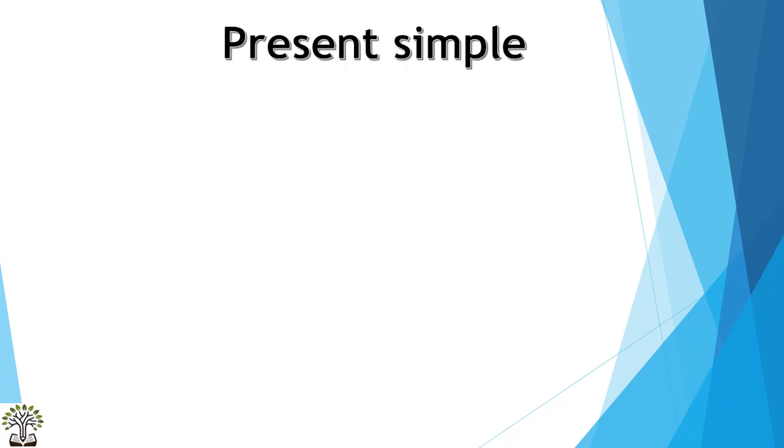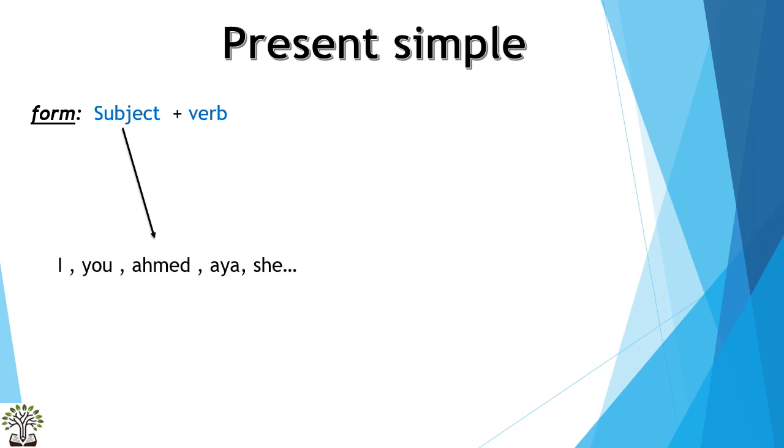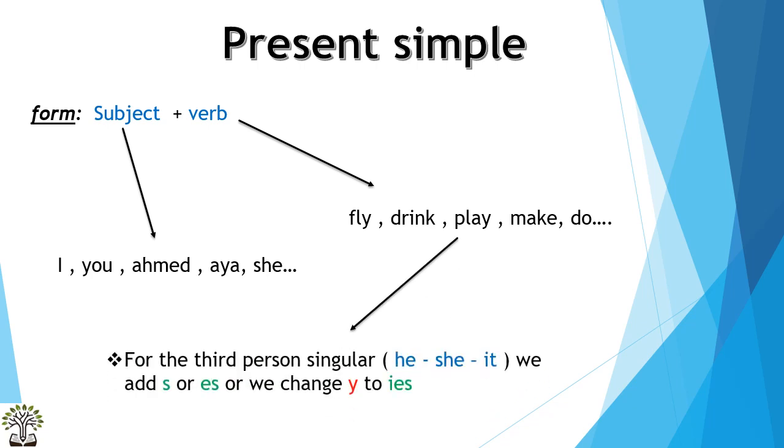As I told you, today's lesson is about the present simple. The first thing we should know is the form. What is the form of the present simple? It is very easy, just subject plus verb. Subject can be I, you, Aya, Ahmed, she, and a verb, of course. Verbs like fly, drink, play, make, do. But for the present simple, we should keep in mind that for the third person singular, he, she, it, we add s or es, or we change y to ies.